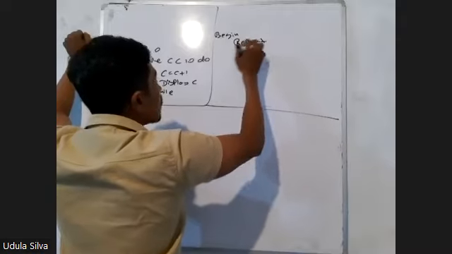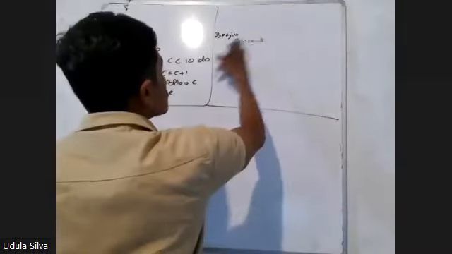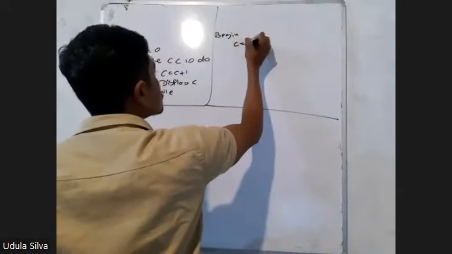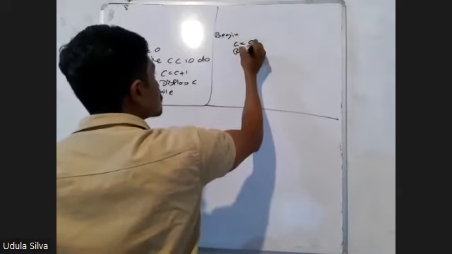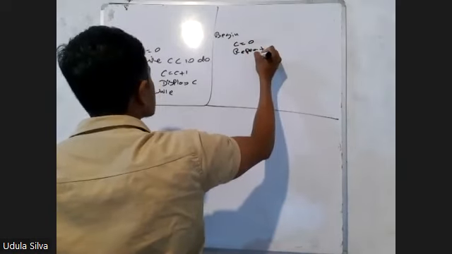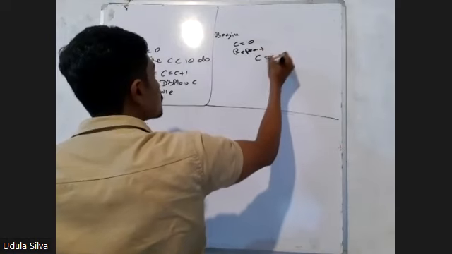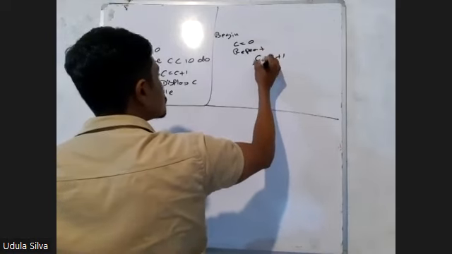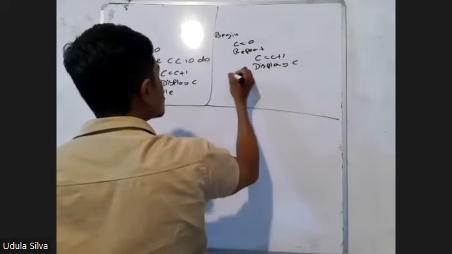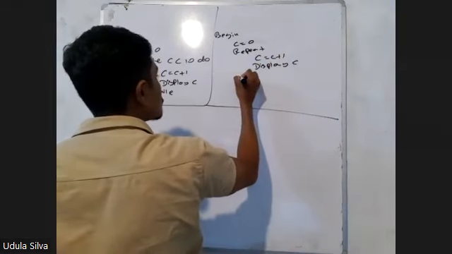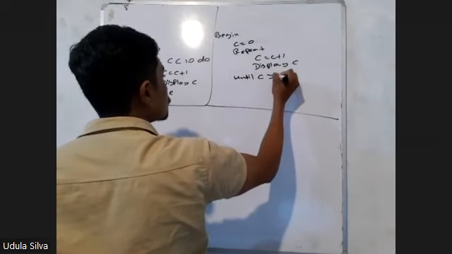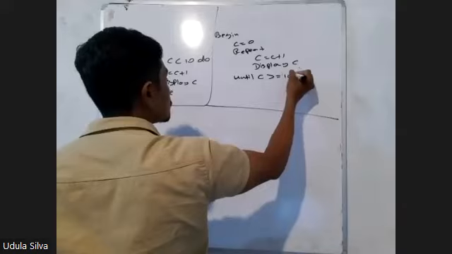Begin. Before the repeat, the starting value: C equals 0. Repeat. C equals C plus 1. Then display C, until C greater than or equal to 10.